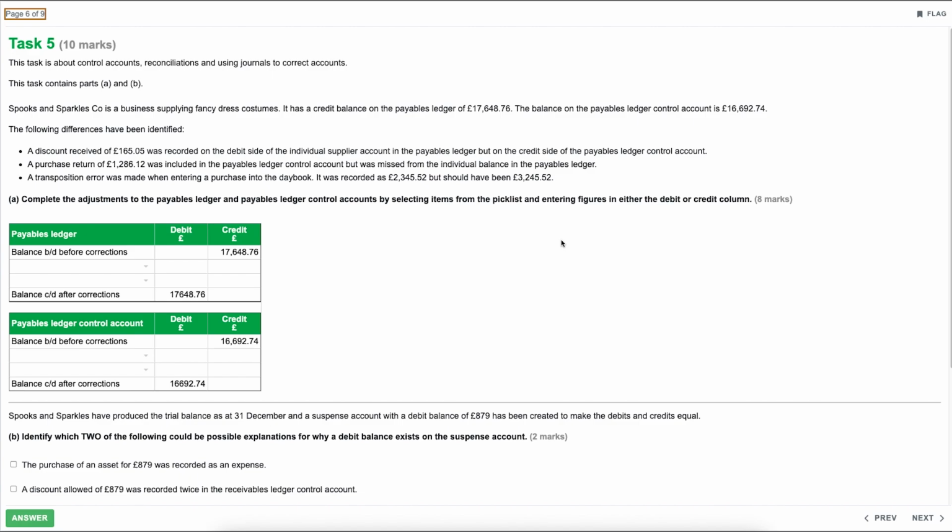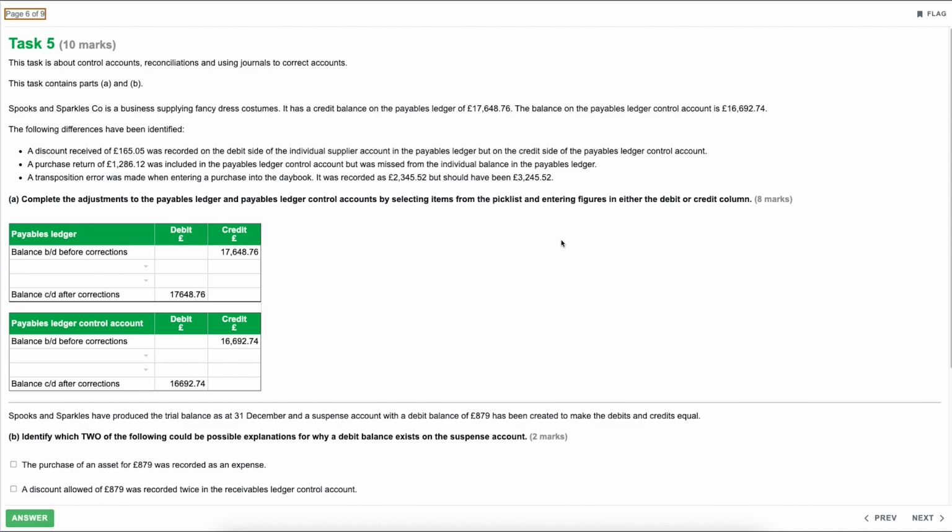The following differences have been identified. A discount received of £165.05 was recorded on the debit side of the individual supplier account in the payables ledger, but on the credit side of the payables ledger control account. Then we've got a purchase return of £1,286.12 was included in the payables ledger control account, but was missed from the individual balance in the payables ledger.